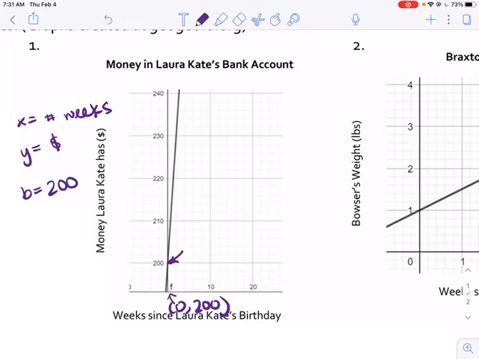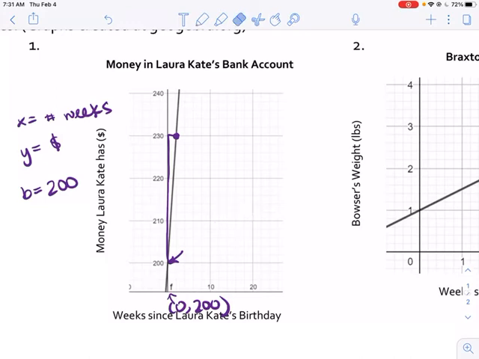Then to find our rate of change, we need 2 pretty points. Why not use that one? And then I'm going to use this one. So now I have my slope triangle. This is where I was saying that you should be careful. If you were to count these squares, you would say that it goes up 15 over 1 square.